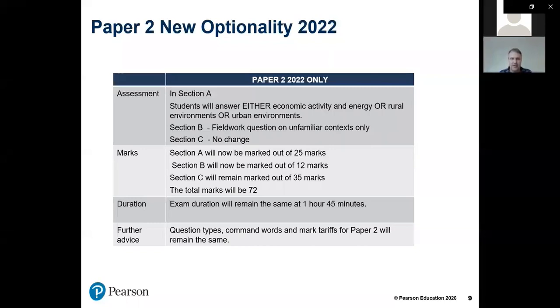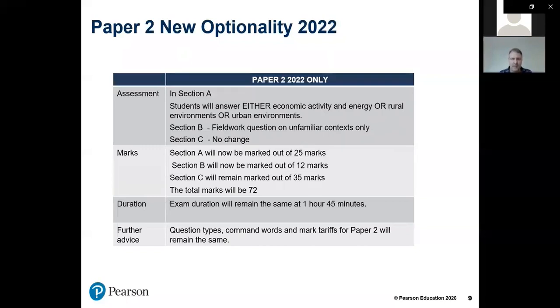And it's important to say at this point, in paper 1, there isn't this optionality, okay? We still have the fieldwork changes in section B of paper 1, but there are no changes to paper 1, section A. You will still have to do 2 out of 3 questions in section A. Obviously, there isn't a section C in paper 1.